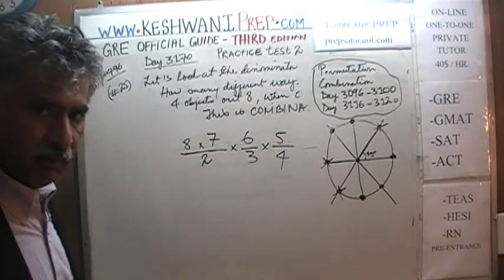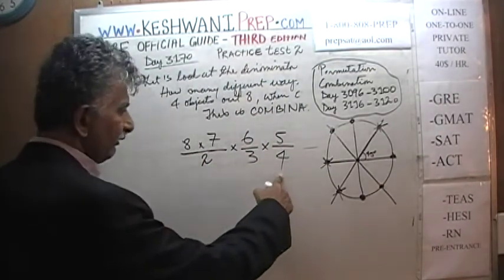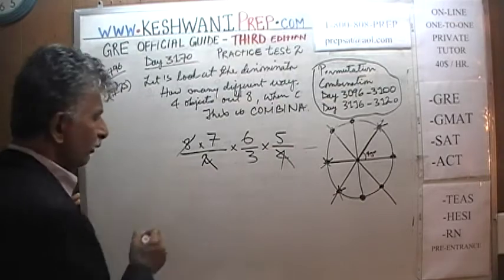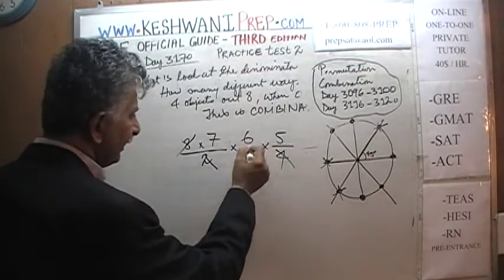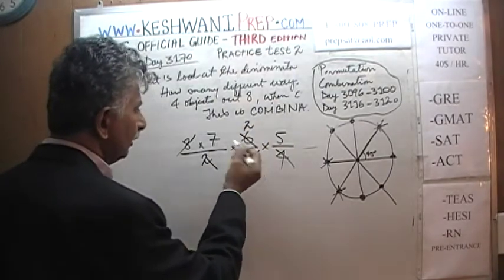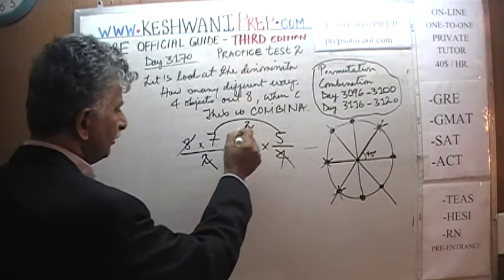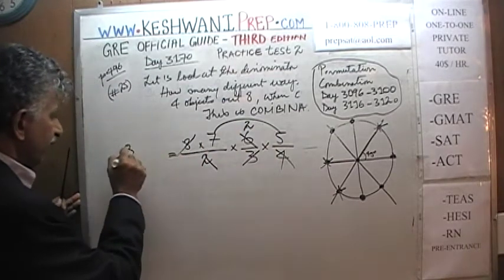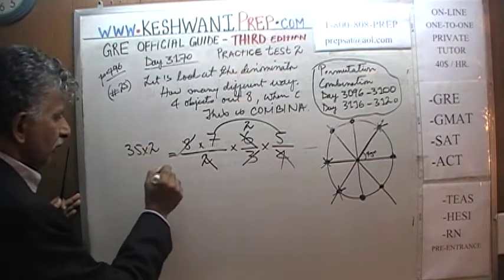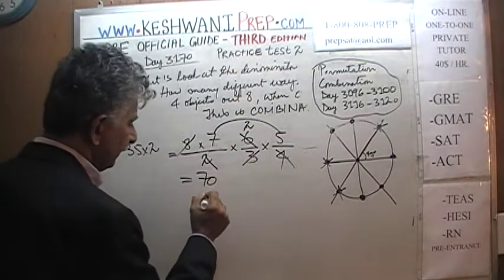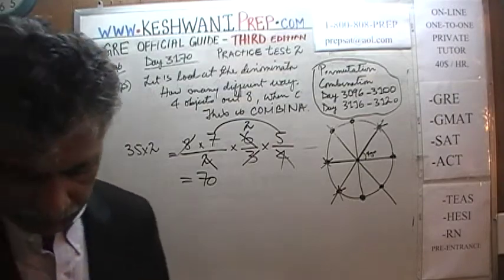Let's simplify, shall we? I see 2 times 4, which is 8. 2 times 4 is 8, so 8 goes away. And I see a 3 and a 6, that goes away, so it's 2. There we go. 7 times 5 is 35. 35 times 2. This is essentially 35 times 2. There are 70 different quadrilaterals that are possible.